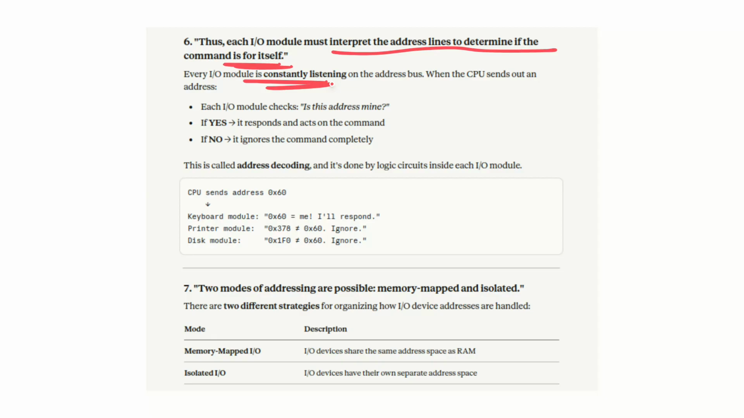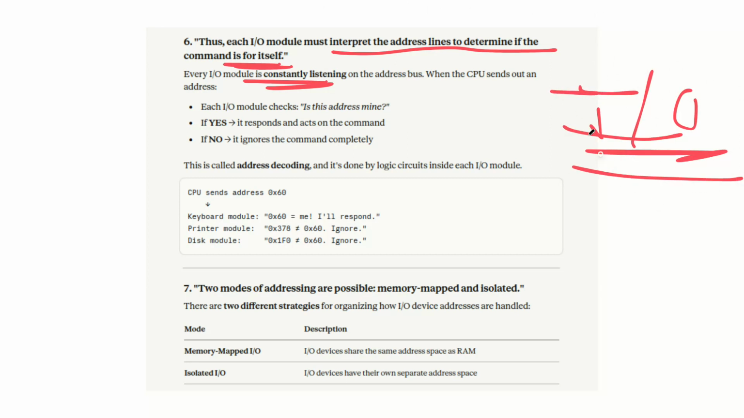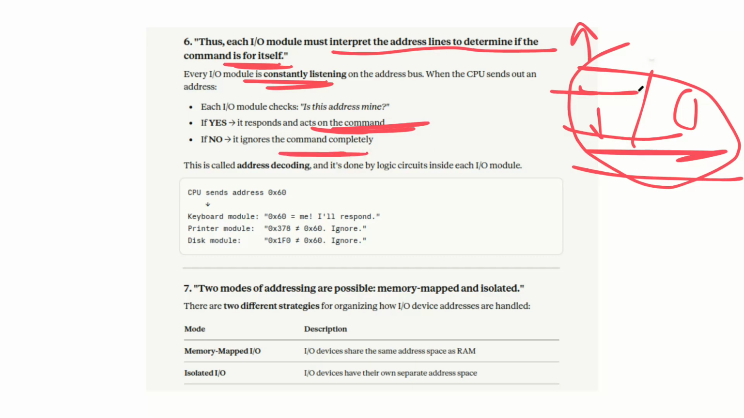If yes, it responds and acts on the command. If no, it ignores that command. That means what the IO module does is that it can see, it is always plugged into the address lines, right? So it will always check this address line. If it sees any address that belongs to the IO module, then it will execute that command and act on it. Otherwise it will ignore that command because that address is not there in the IO module.